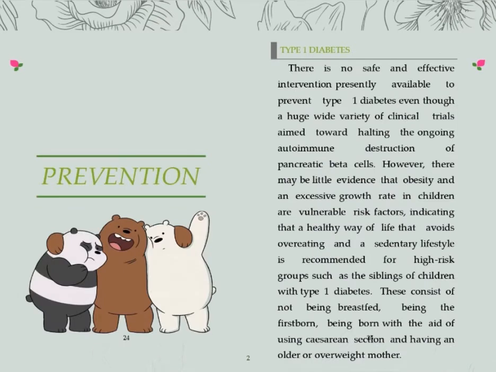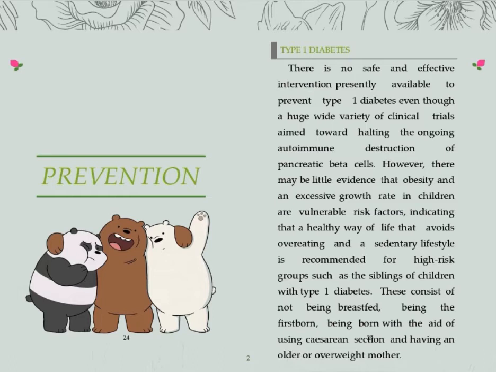Next, how can we prevent ourselves from getting diabetes, or lower our risk of having it? For type 1 diabetes, there is no effective intervention presently available to prevent this type of diabetes, even though a wide variety of clinical trials aim toward halting the ongoing autoimmune destruction of pancreatic beta cells.